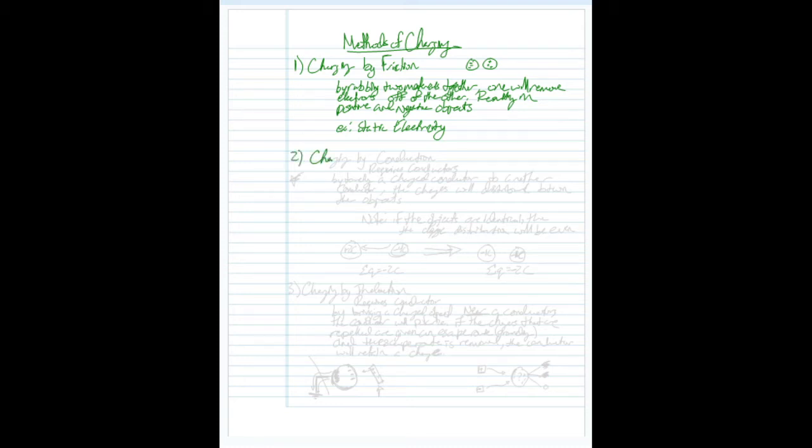The second is charging by conduction. This requires that our objects are conductors. There are 2 kinds of objects out there. There are conductors, which allow charge to move easily, typically metals, and then there are insulators, which do not allow charges to move easily. Things like rubber or wood tend to be pretty good insulators. Plastic is a good insulator.